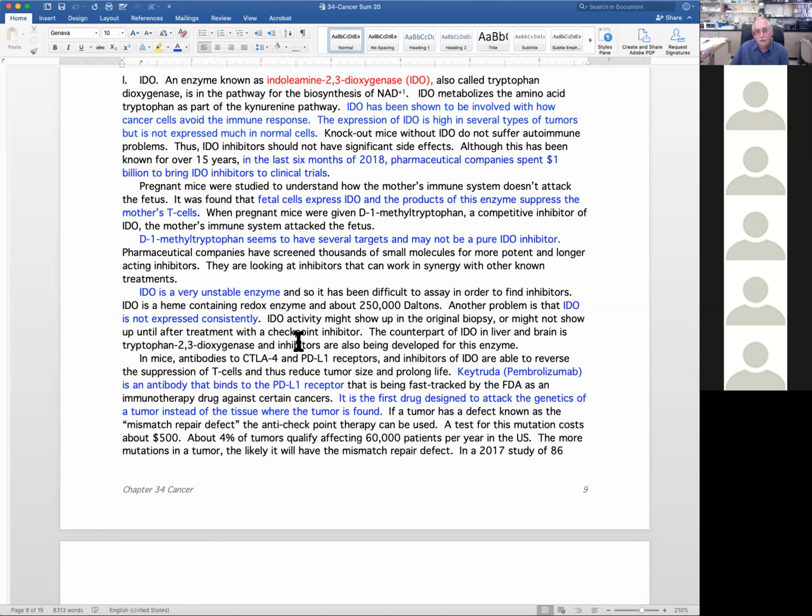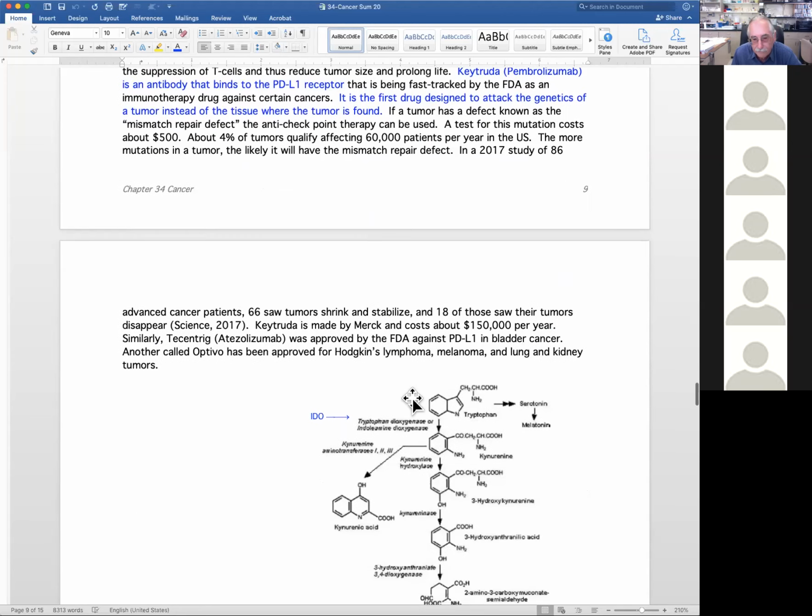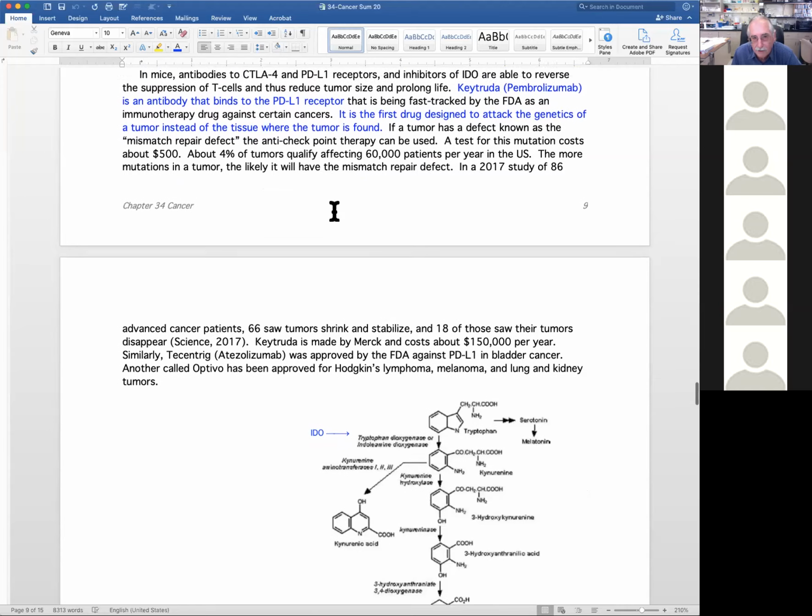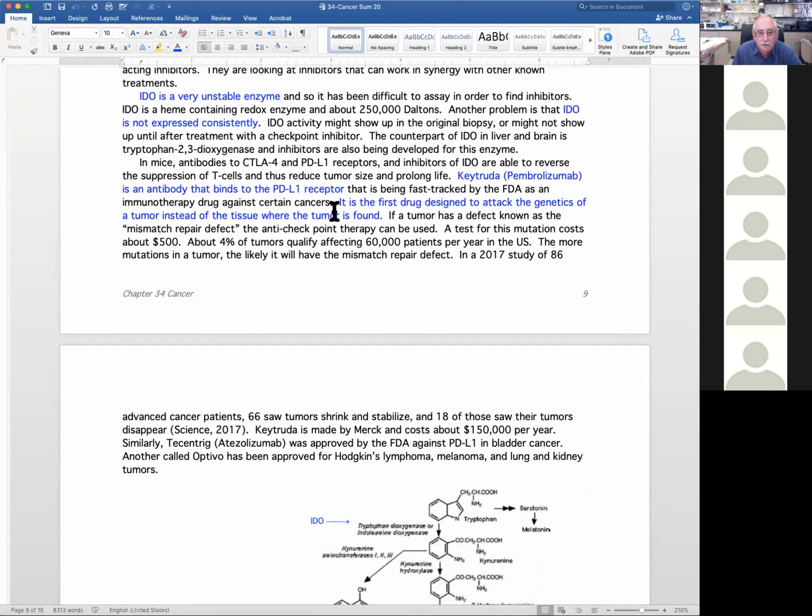So I also found out that inhibitors, let's see, where am I now? Well, they can make antibodies to IDO, and that may also be able to cause tumors to stop growing or to shrink. Anyway.